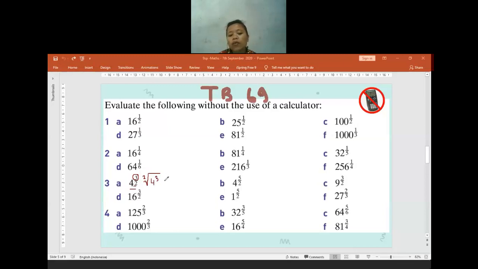So you can solve the 4 to the power of 3 first. 4 to the power of 3 equals 64. So now you can find the square root of 64. The square root of 64 equals 8. So the answer for 4 to the power of 3 per 2 is 8. This is the first method.